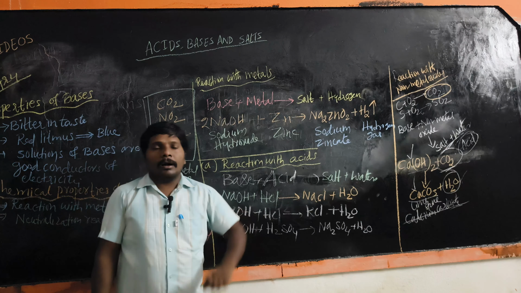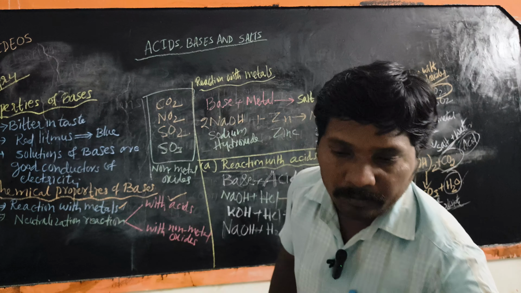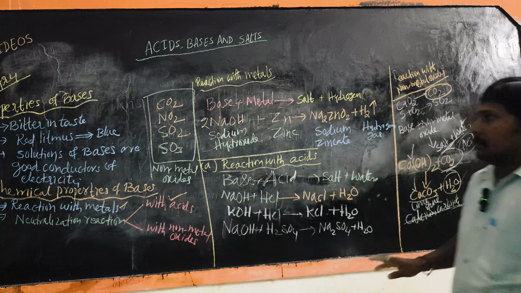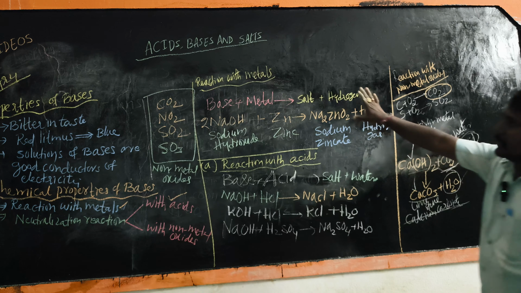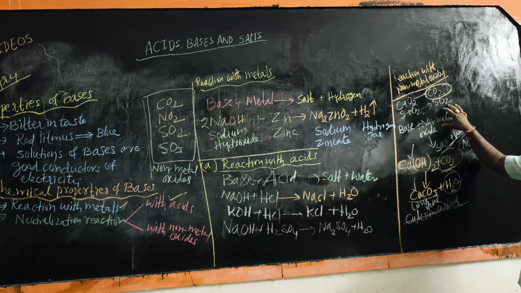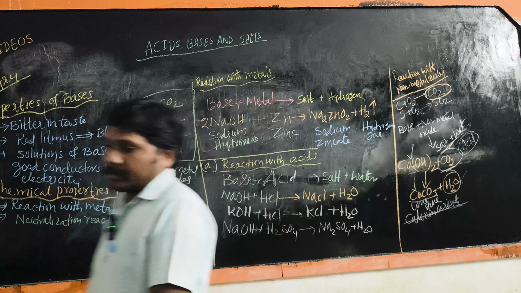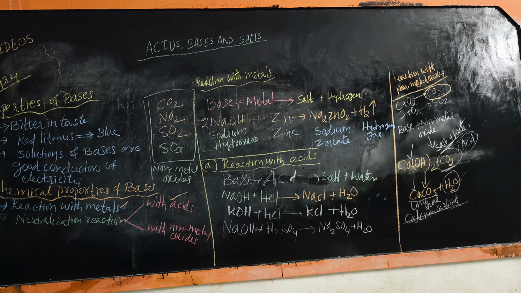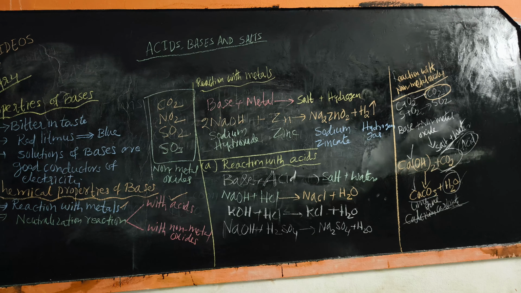So these are the properties of bases. Physical properties, chemical properties, all we discussed: reaction with metals, reaction with acids, reaction with non-metal oxides. When you understand the reactions of acids, understanding reactions of bases is also very easy.